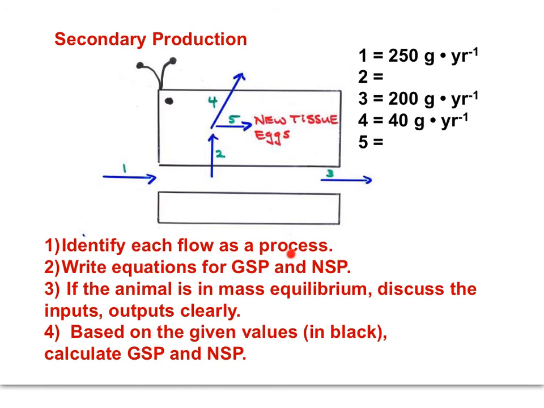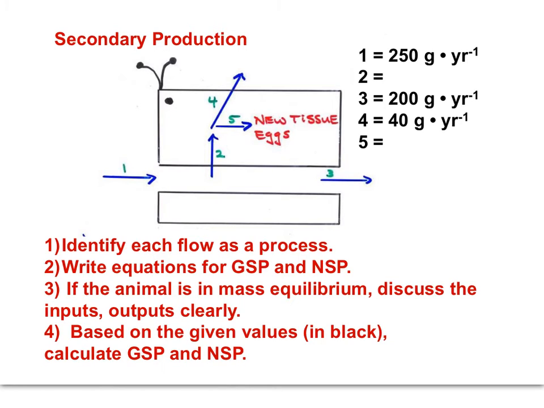I'll start with question 1, identifying each flow as a process. 1 is feeding, 2 is assimilation, or GSP, 3 is feces, 4 is respiration, and 5 is NSP, new mass of the animal. GSP is 1 minus 3, or this flow, 2. NSP is 2 minus 4, or 5, as new mass.